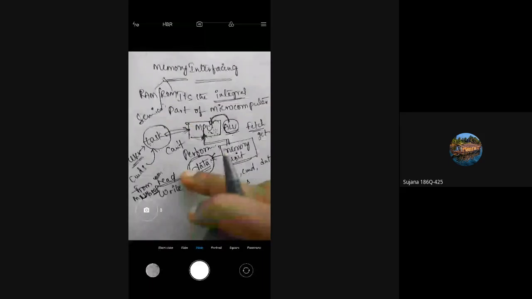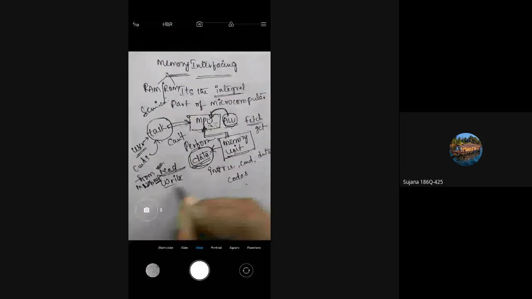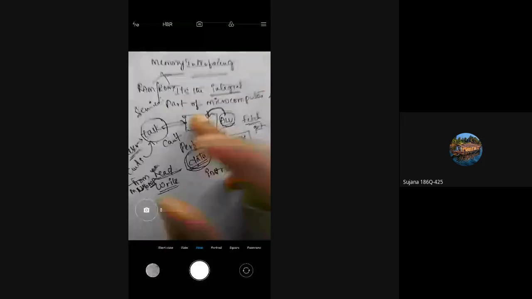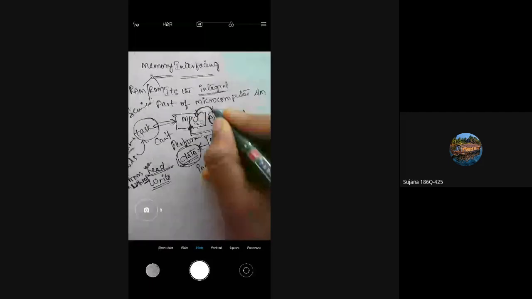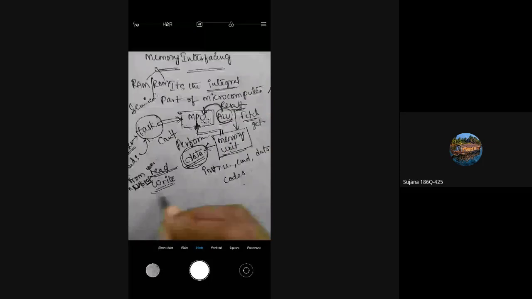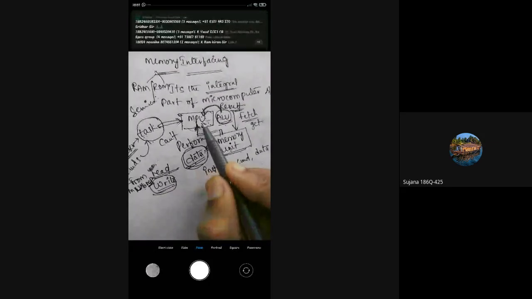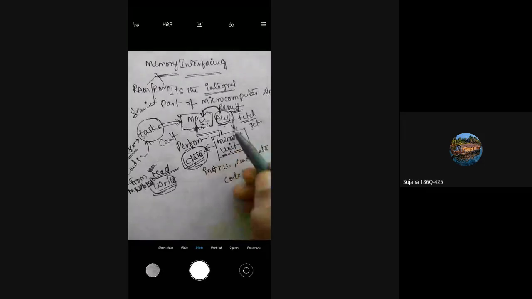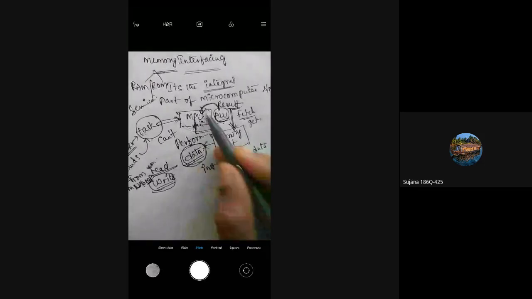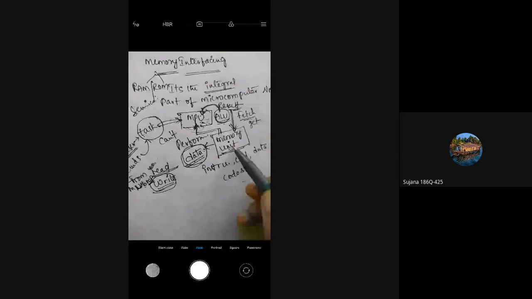Write command means after data has been processed. It will get some data from this memory unit, work on the data, and generate some result. That result again has to be stored in this memory unit. So whenever the microprocessor activates this write command, whatever result the microprocessor creates will be stored in the memory. That means it will be written into this memory unit.